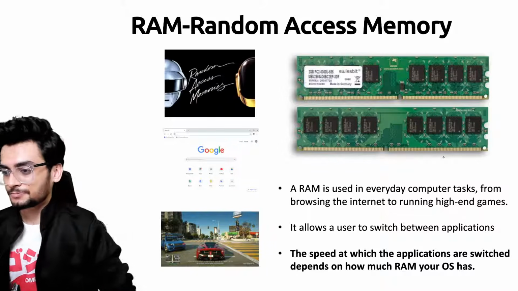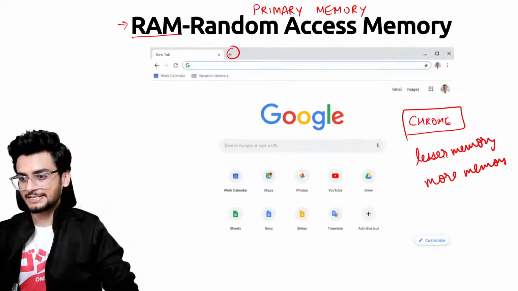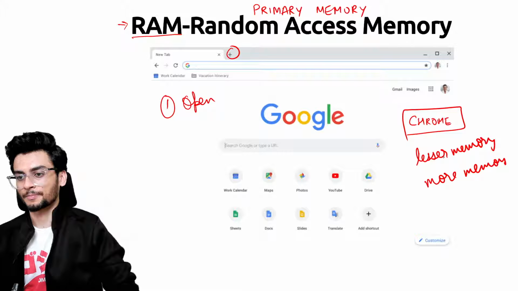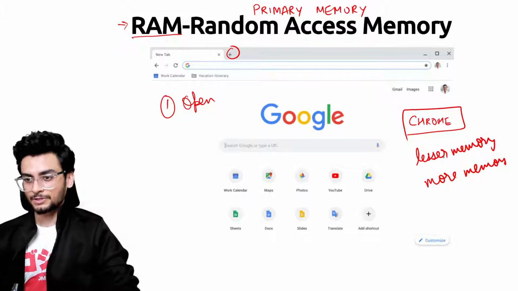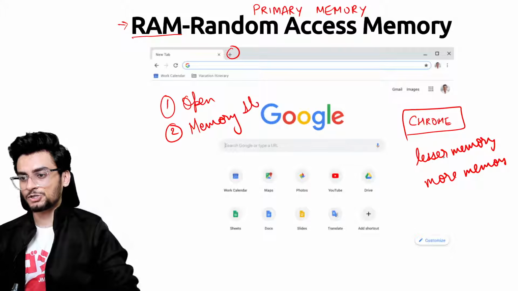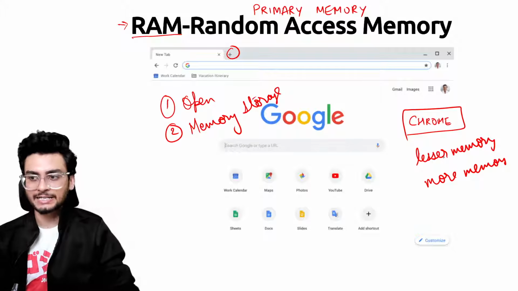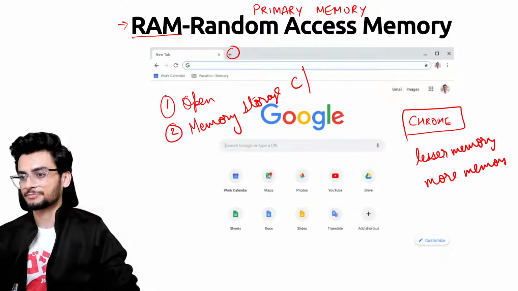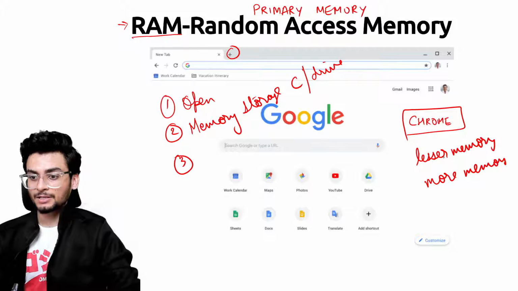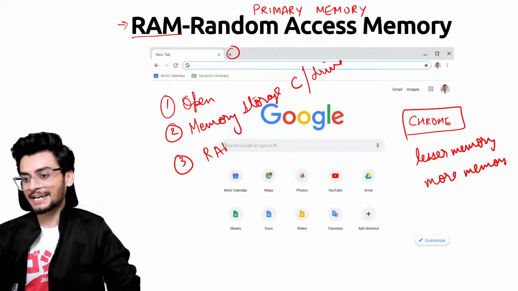Let's say, let's take an example of Google Chrome. The first step is you open Google Chrome, right? ये open करने के लिए आपके memory storage से open होगा. Memory storage generally it is in your C drive. राइट, सी ड्राइव से ओपन किधर हुआ? इट ओपन्स इनसाइड द रैम.